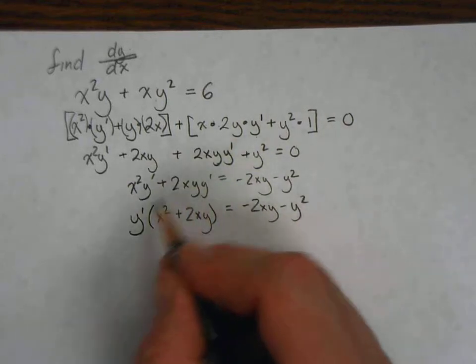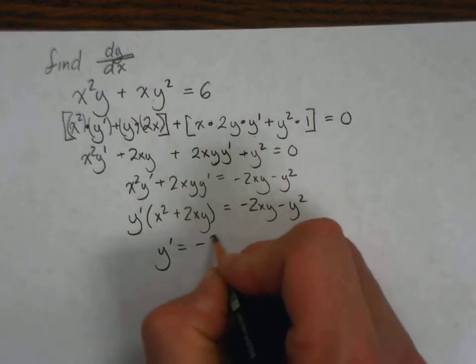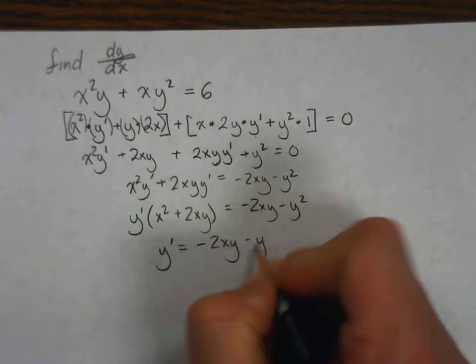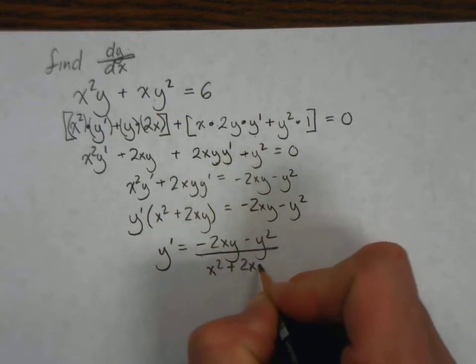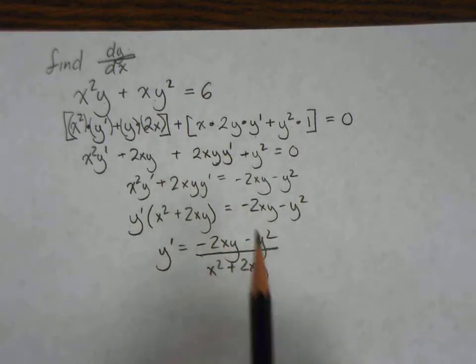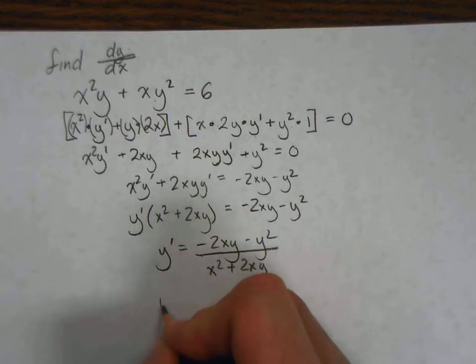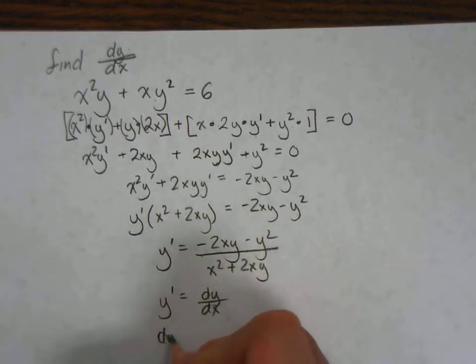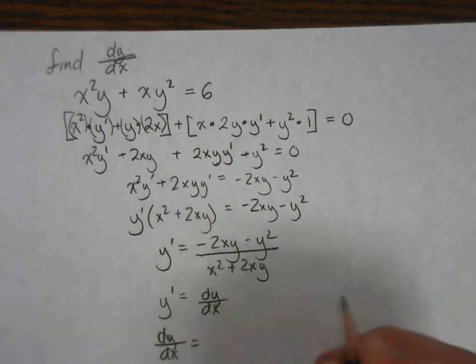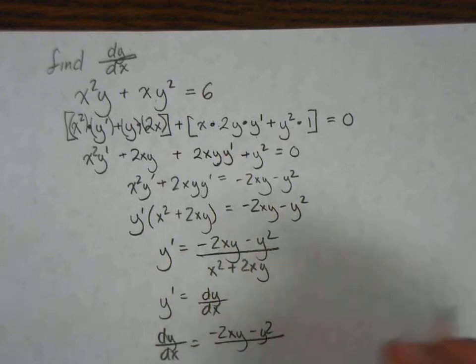And I'm just going to divide both sides, so y prime is negative 2xy minus y squared over x squared plus 2xy. And then, like I said, I already made a mistake. I don't want to go back and re-record. So we're going to say y prime equals dy/dx. And so dy/dx is equal to negative 2xy minus y squared over x squared plus 2xy.